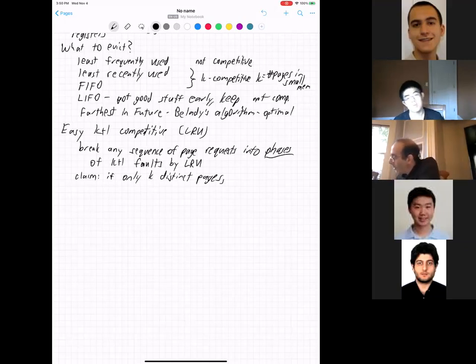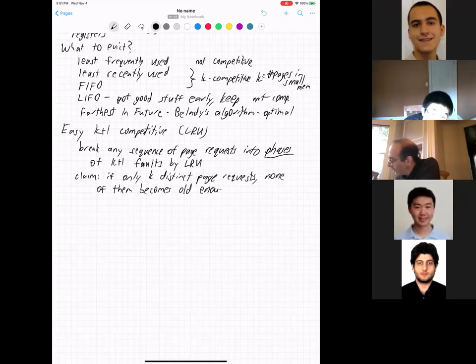Exactly. So if there are only k distinct page requests, I should say page requests as opposed to pages, then none of them becomes the oldest, or becomes old enough to evict. These will be the k youngest pages, and so they won't fall out. Okay, so that tells me that a phase has k+1 distinct pages.